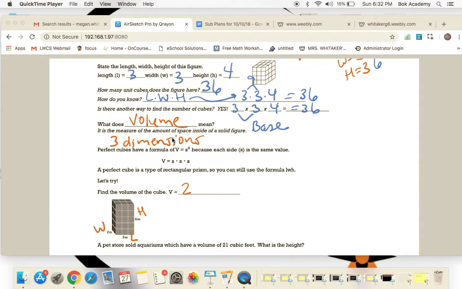the 2 times the 3 times 5. When I work that out, 2 times 3 gives me 6. Then multiply it times that third dimension.